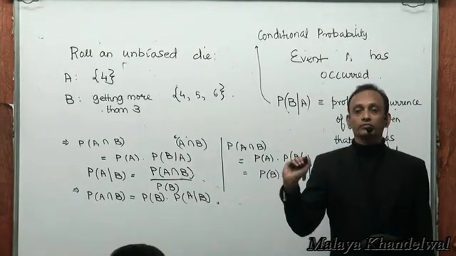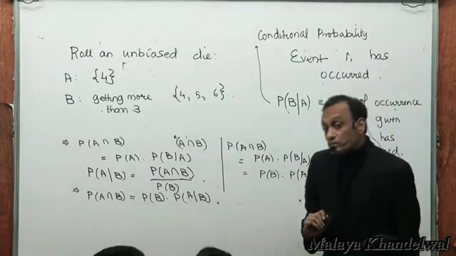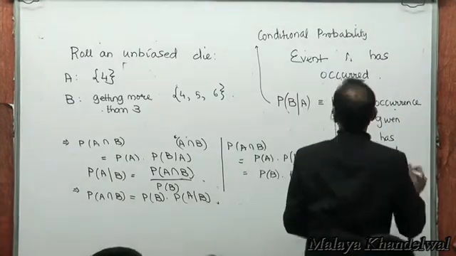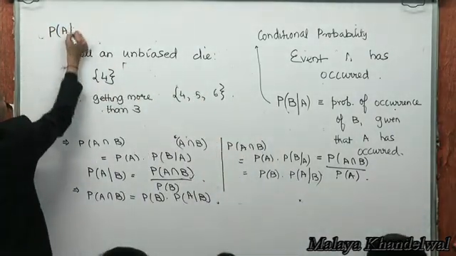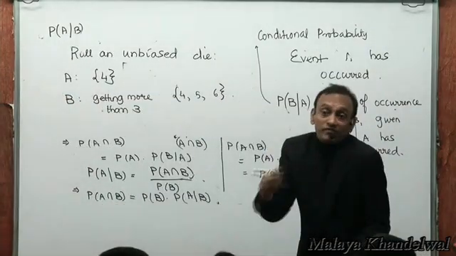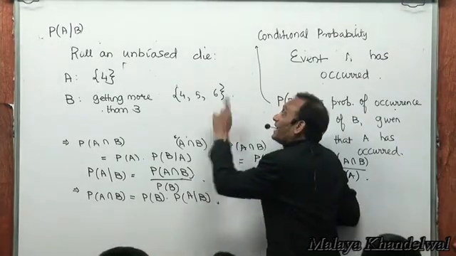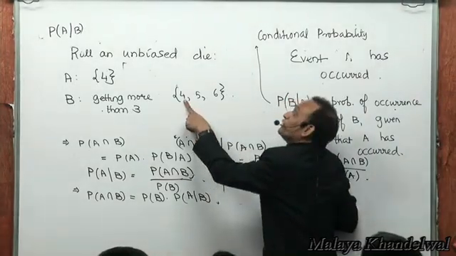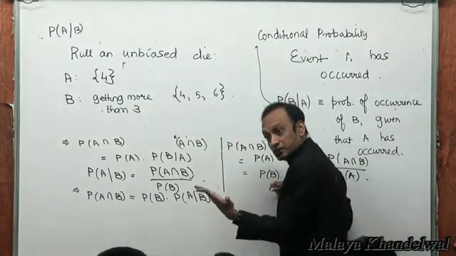Right? Now, from very ordinary common sense, if someone says the probability of A given that B has occurred, that means this is my new sample space, in which the probability of getting 4 would be 1/3, isn't it? Yes, very clearly 1/3, isn't it?